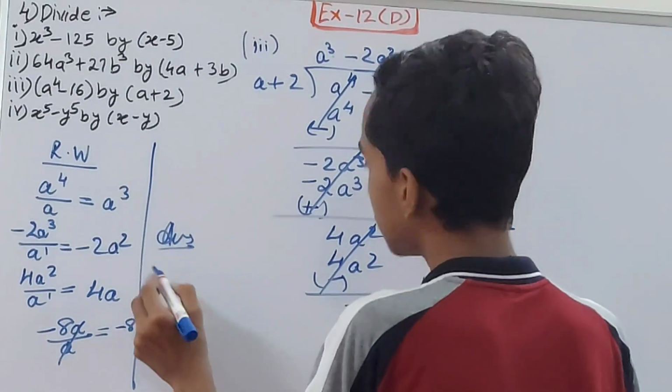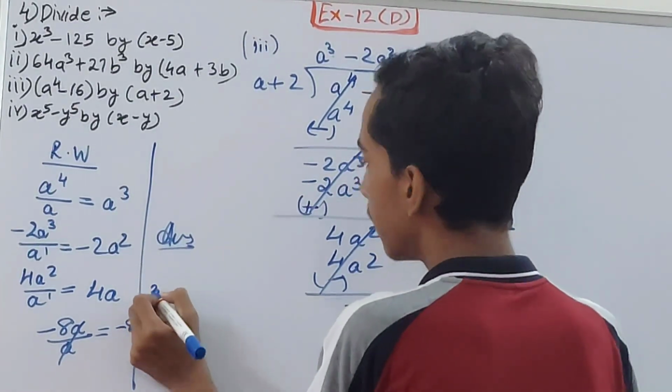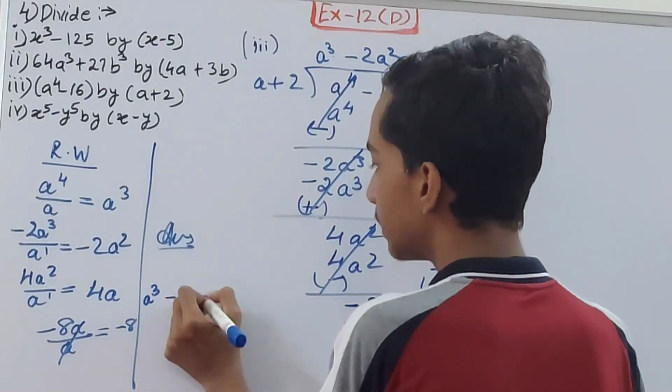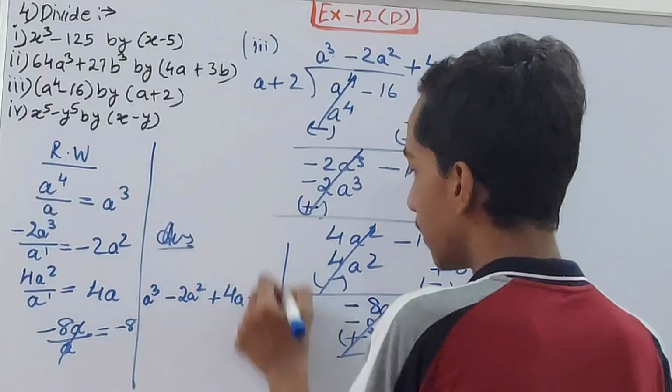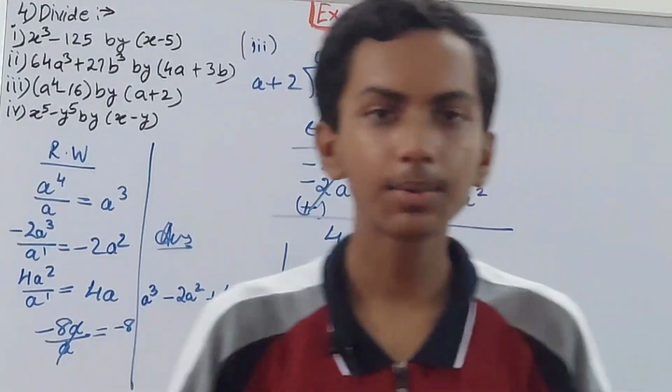What does your answer become? A cube minus 2a square plus 4a minus 8. Alright, that becomes the answer. Let's move on to the next part.